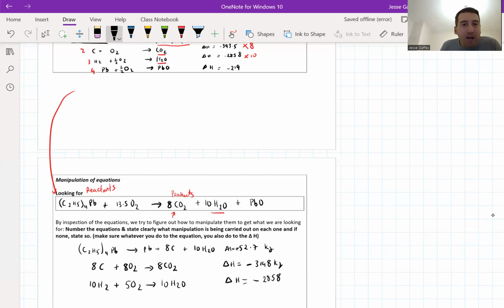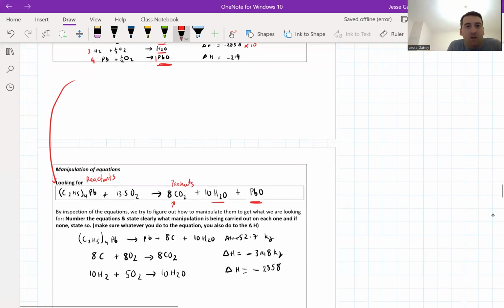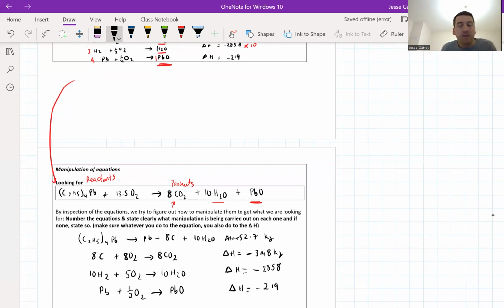Okay. And then my last equation I'm looking for has the compound PbO, which is in the products down here, and it's just 1 and 1. So 1 mole here and 1 mole here. So that means I don't need to do anything to it, just rewrite it. Okay, so my fourth equation is Pb plus half O2 reacts to make PbO, and that gives me delta H equals minus 219.